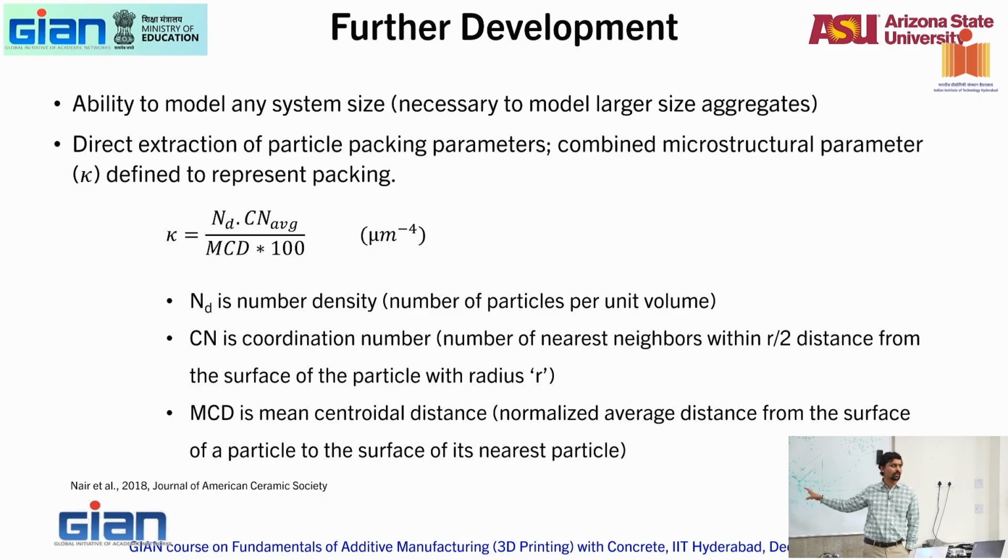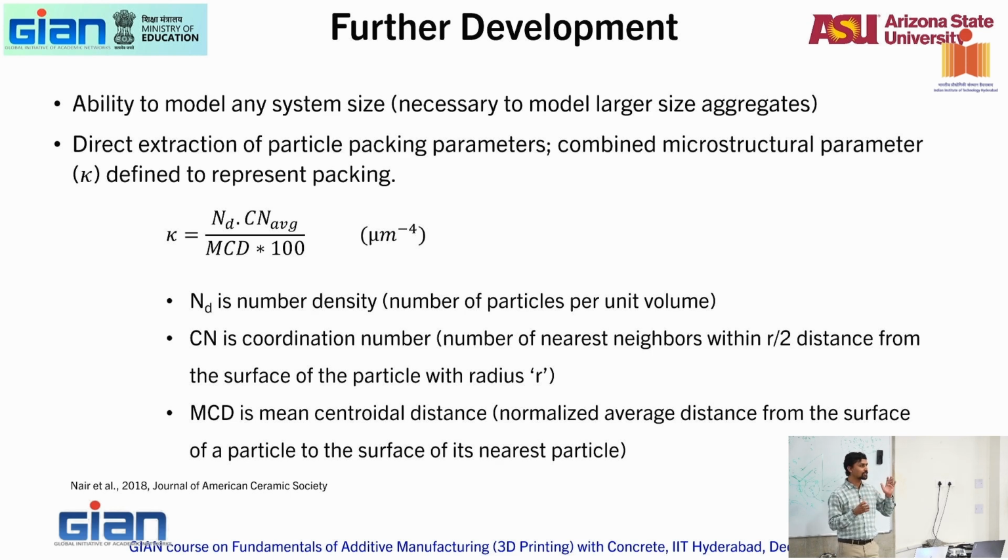All these images are what generate this: the number of particles per voxel, and the Cn, basically the coordination number, meaning how many particles are within a radius. Again, this is something you yourself can define. Let's say you have a 16 micrometer particle, your radius is 8 micrometer, meaning R by 2 distance is 4 micrometer.